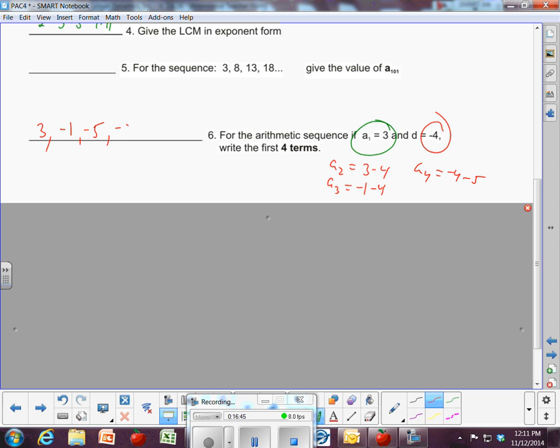How many got that correct? Okay. Again, that should be the easier type problem. Now, I did give you a negative common difference. That's about as tricky as that problem can get. But you're at 3, go 4 less, negative 1. You're at negative 1, go 4 less, that's negative 5. You're at negative 5, go 4 less, that's negative 9. Jordan?